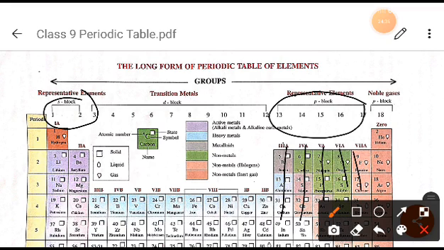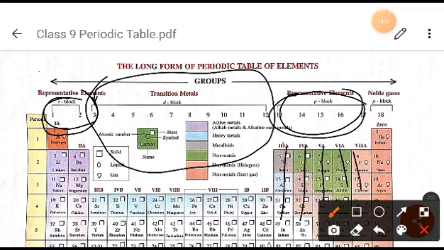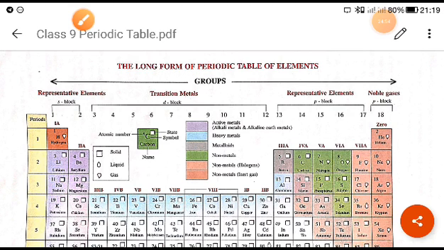Now, I hope you have understood: groups 1 and 2 and groups 13 to 17 are called representative elements. Group 3 to group 12 are called transition metals, and group 18 is called noble gases. So now, what are the main characteristics of these representative elements?